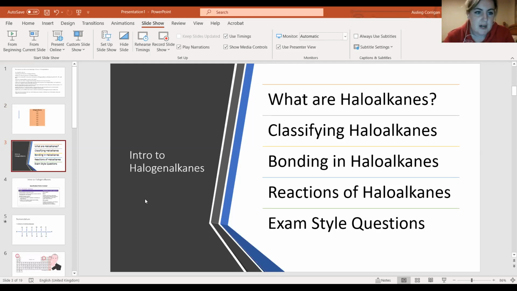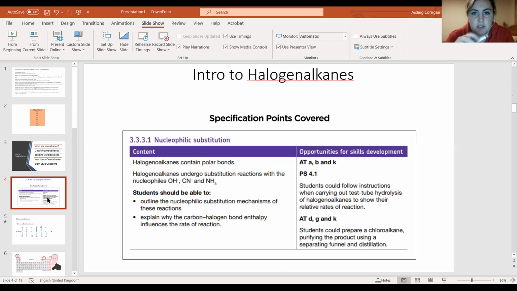So starting off, when we always start off a new topic, I want to talk about the spec. To be honest, we're doing probably 85% of what's on here. We're going to talk about halogenalkanes containing polar bonds. We're going to talk about halogenalkanes undergoing substitution reactions with nucleophiles. Again, the actual detailed mechanisms will be done in separate videos, but we will be talking about the nucleophiles and how they might start the reaction. So, repeating myself, students should be able to outline nucleophilic substitution reaction mechanisms in a separate video.